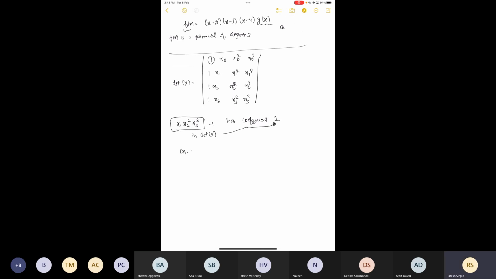And now do this: (x1 minus x0)(x2 minus x0)(x3 minus x0), then (x2 minus x1)(x3 minus x1), and (x3 minus x2). Because we know that all of these are the roots of the polynomial determinant of x. So determinant of x will be this times some polynomial q(x), right? That's what we have understood till now.